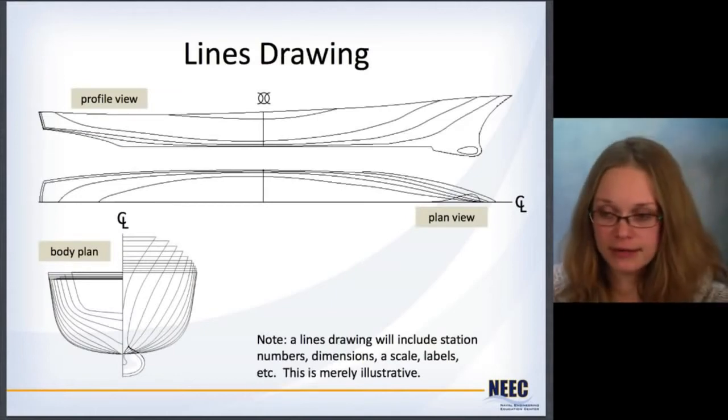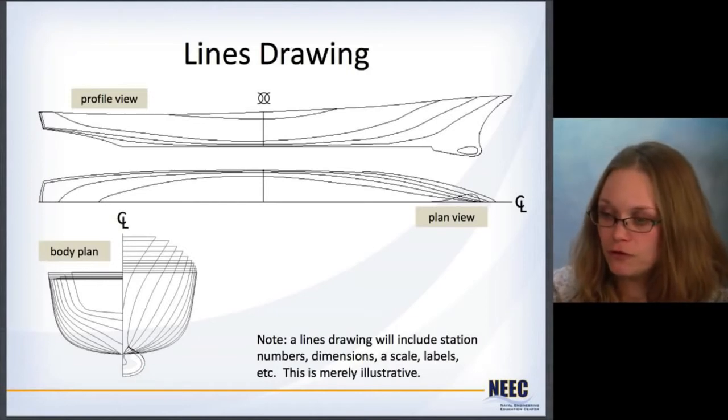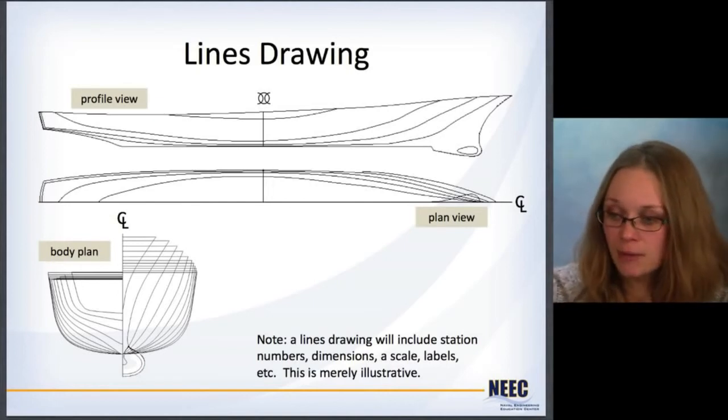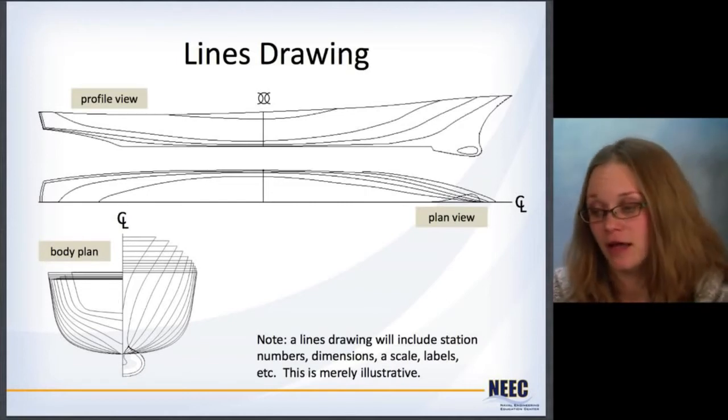You can take all of these lines and put them all together in something called a lines drawing. The profile view at the top shows the buttock lines, the plan view shows the water lines, and the body plan shows the stations. Again, remembering that the body plan shows the stations that are forward of midships on the right and the stations that are aft of midships on the left.